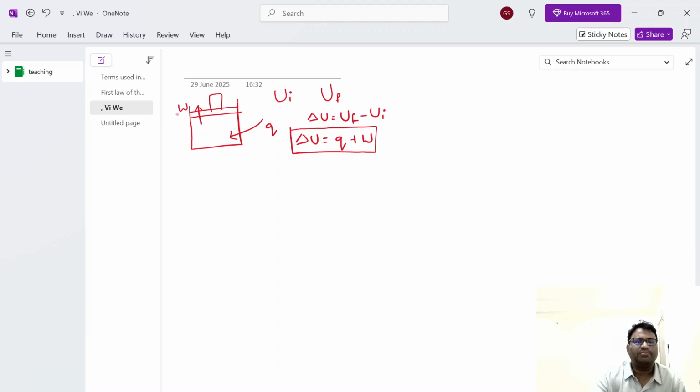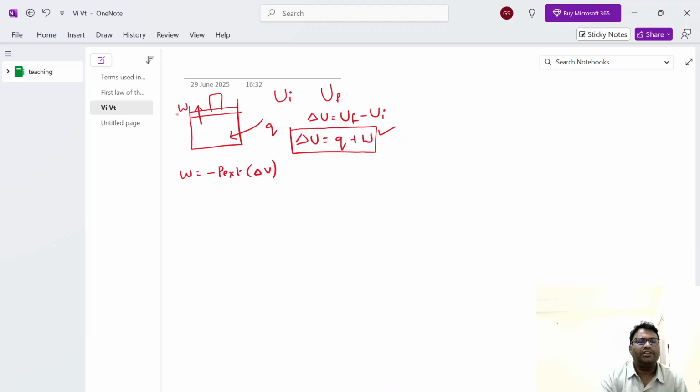It has absorbed some energy, it has done some work, so the total change here will be equal to this sum. So this equation represents the first law of thermodynamics. Let us consider, and already we have understood, that the formula to calculate the work done is equal to minus P external into delta V.